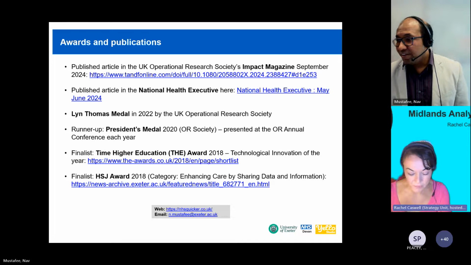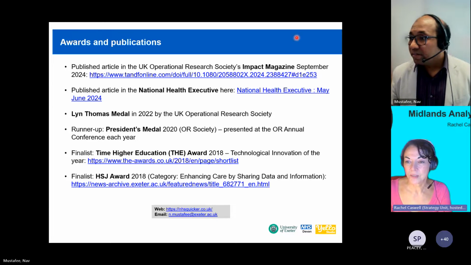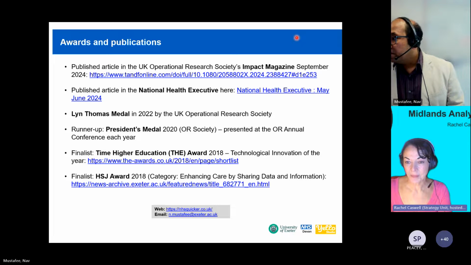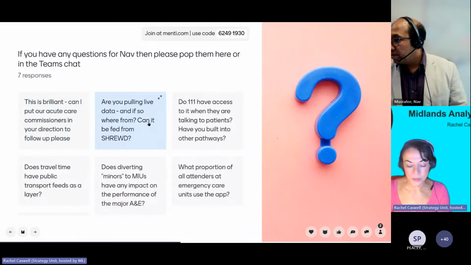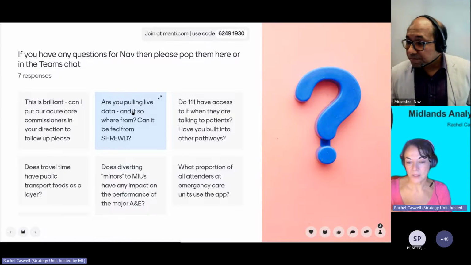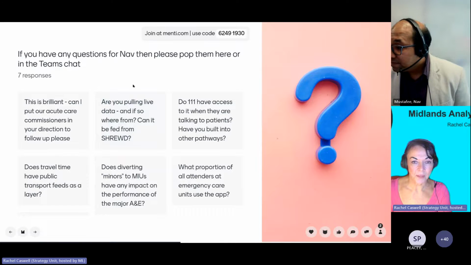Okay, we've got a couple of minutes now. I'm going to share my screen because we had a couple of questions which people have put onto the Menti. And I think I'm sharing my screen now. So the first one is a nice one. I think one or two of these were posed earlier in the presentation, so you may have covered them in the rest of it.